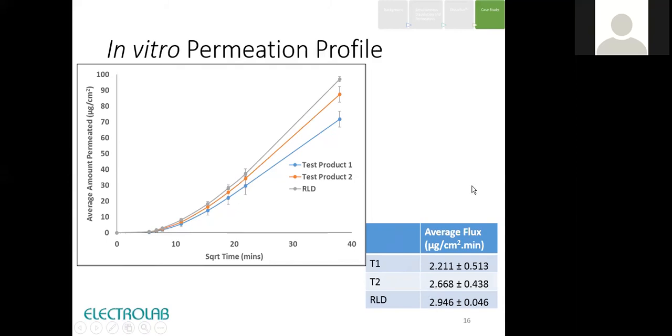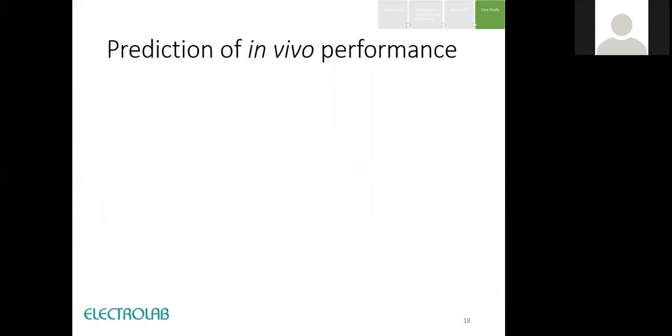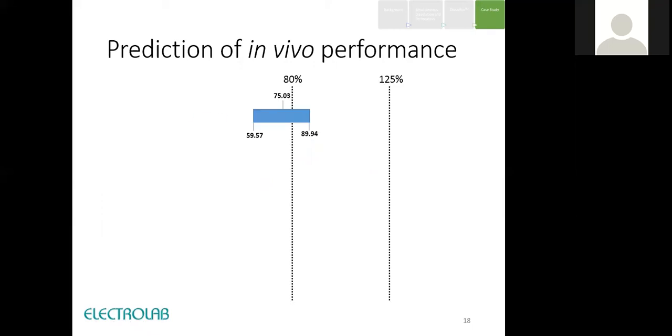So now that we have this in vitro data, the next objective was if we could predict the in vivo performance based on what we had in vitro. The way this is done is we selected a flux ratio as a parameter and we compare this parameter to the in vivo Cmax, the Cmax parameter of in vivo studies.